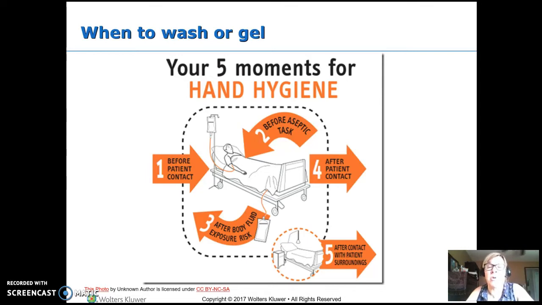If you're in a room, you should assume every surface in there has germs on it. So even if you didn't touch the patient, but you touched something in the room, you need to gel.